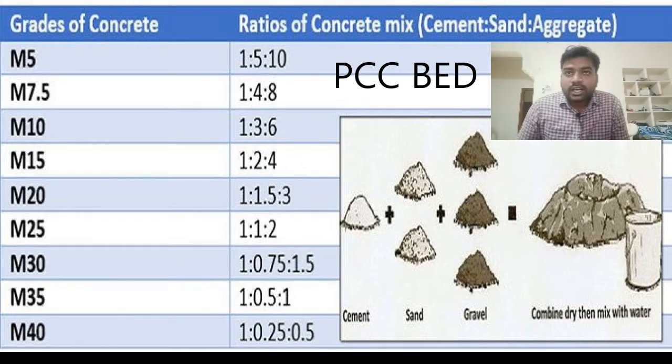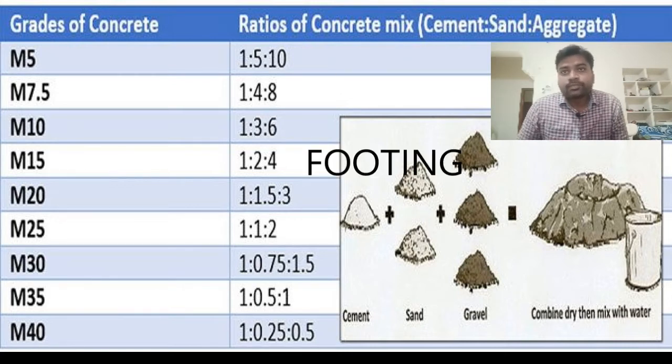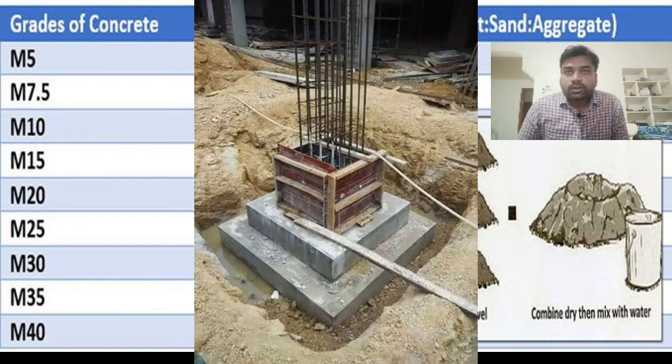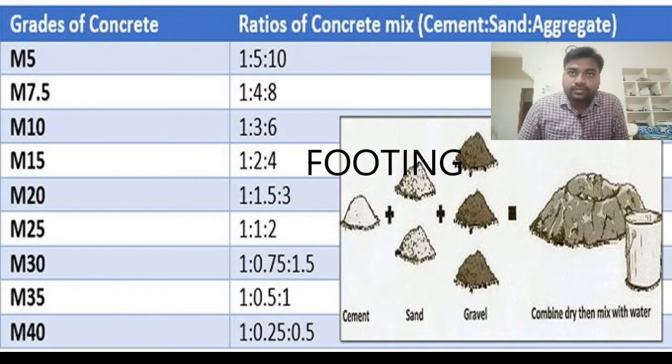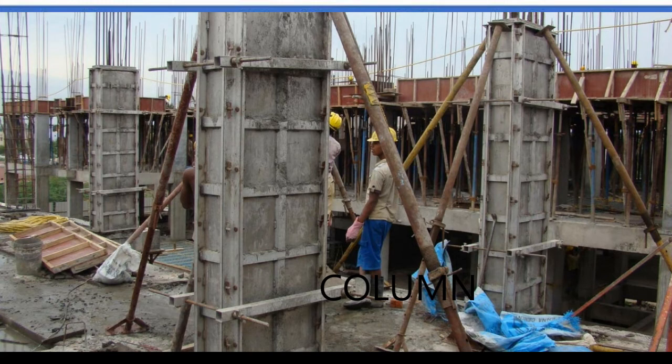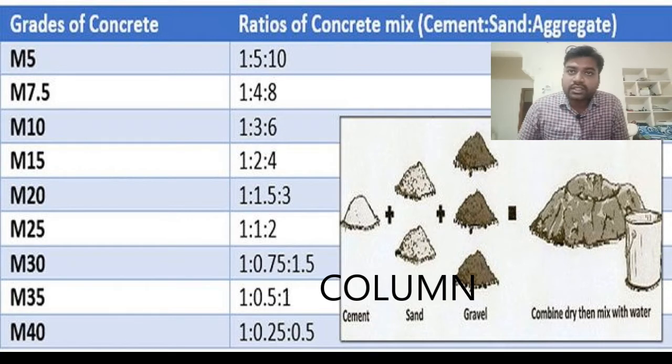And above that PCC bed we go for the footing. For the footing you can go for M15 grade. M15 grade means the mix proportion is 1:2:4. So you can take this for the footing. And after footing, we have the column. Usually for the column we can go for M25, because the main load is taken by the column.